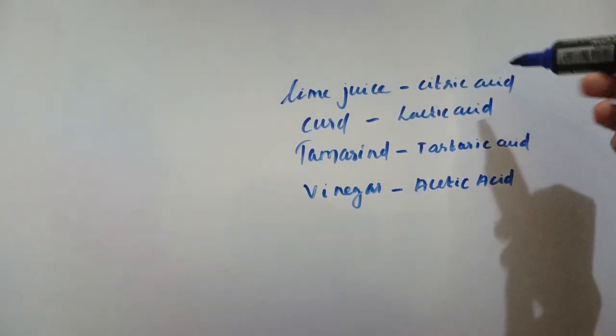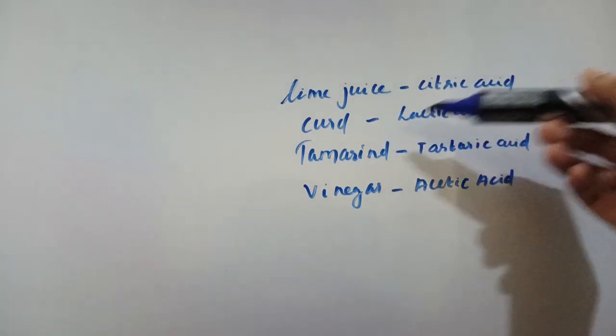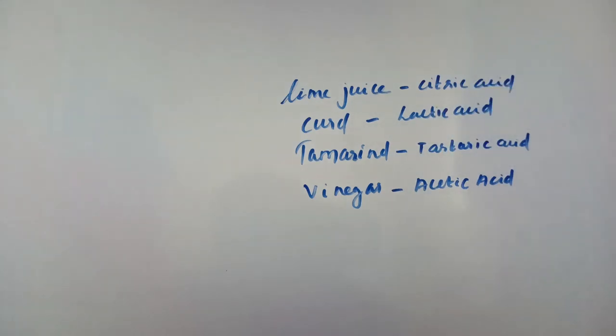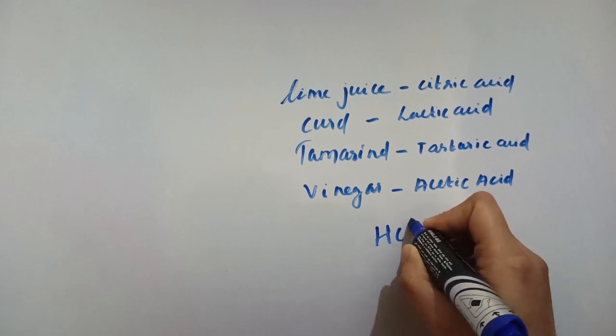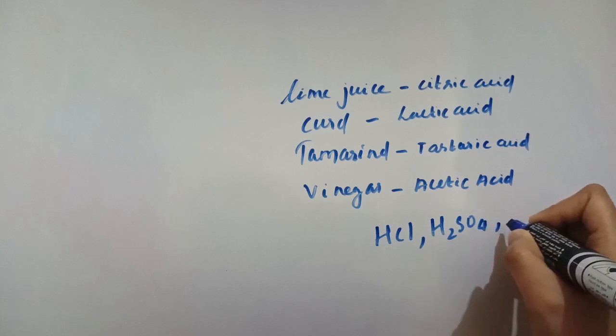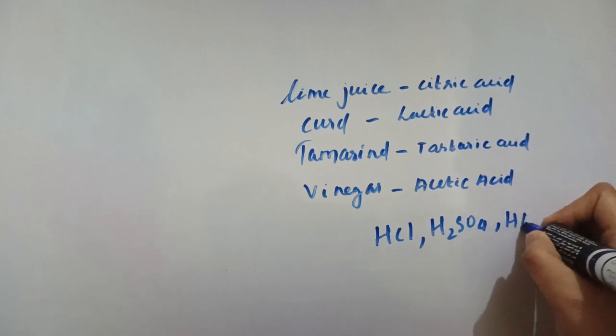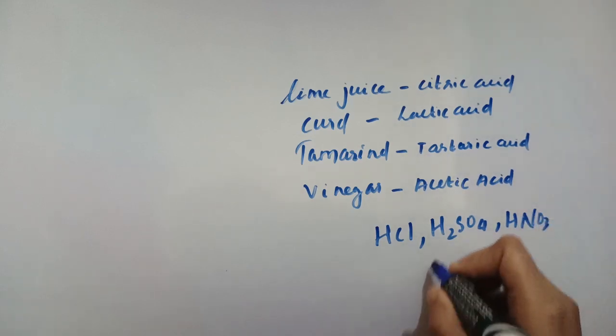That is, citric acid is present in lime juice, lactic acid is present in curd, tartaric acid is present in tamarind and acetic acid is present in vinegar. These acids are in low concentration and we can use them in our daily life. But all acids are not to be tasted. Mineral acids like HCl, that is hydrochloric acid, sulfuric acid, that is H2SO4, nitric acid, HNO3, etc. cannot be tasted. These are strong acids.